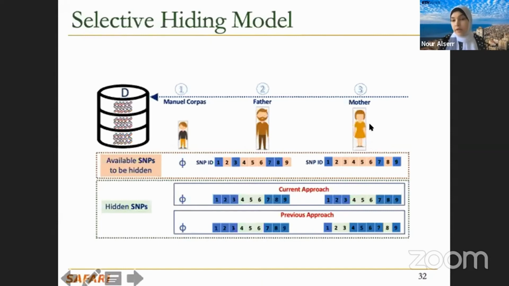And then when the mother joins the data set, again we try to find the available SNPs to be hidden. Now we are trying to hide the SNP positions which overlap with the father. In that case, we are increasing the privacy. In a way, we still also have good utility, or good accuracy.